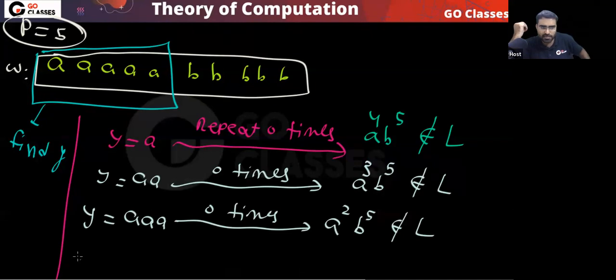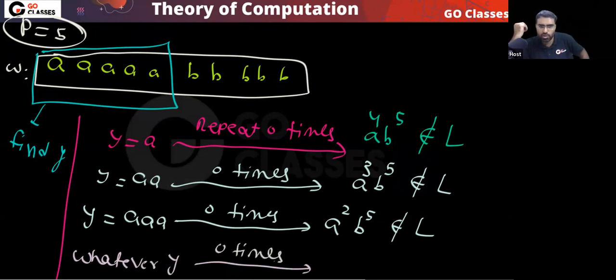See, whatever y I take, this is what I'm telling you. Whatever y you take, if you repeat 0 times, what will happen? Tell me what will happen. You will get something like a power n, b power 5. And here you can notice this n will be less than 5. So that is the reason I can say this does not belong to L.